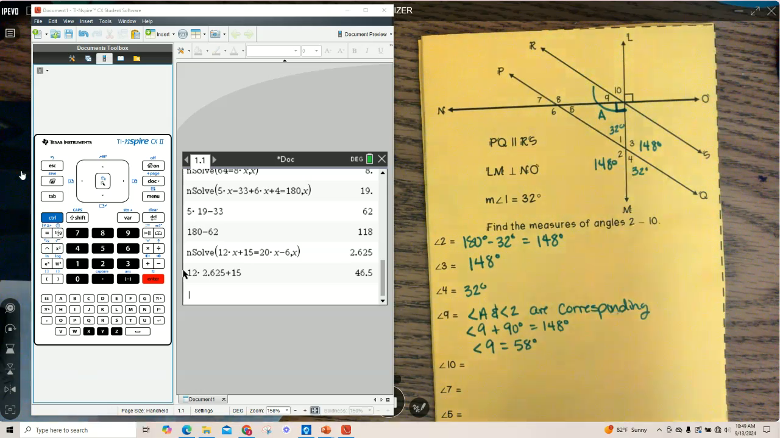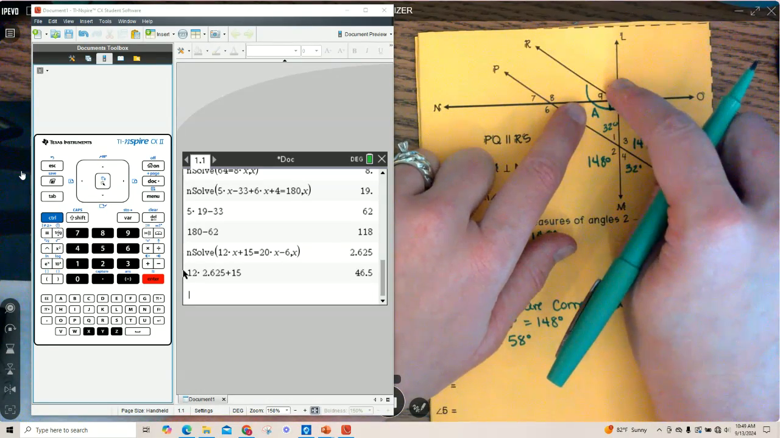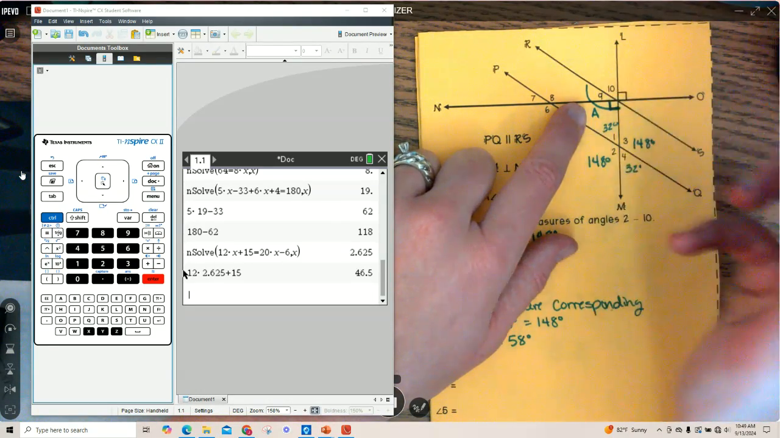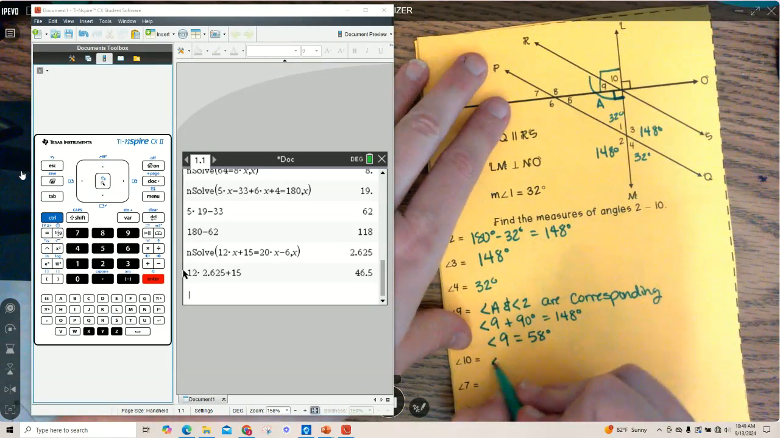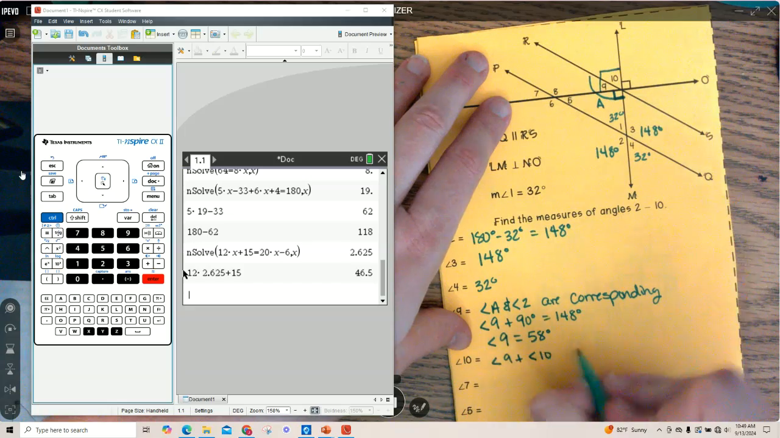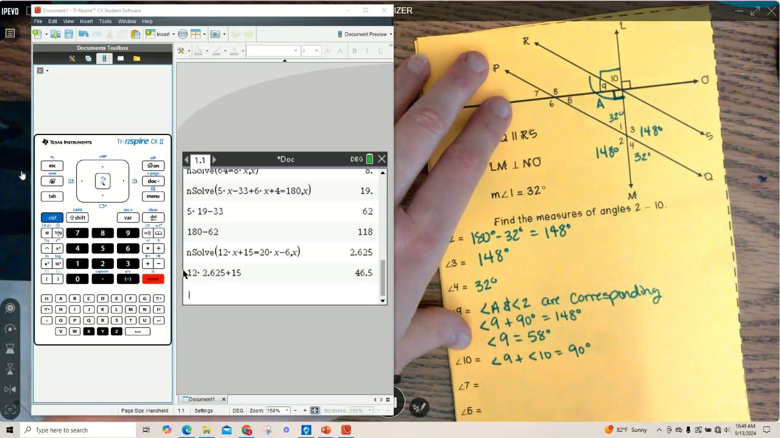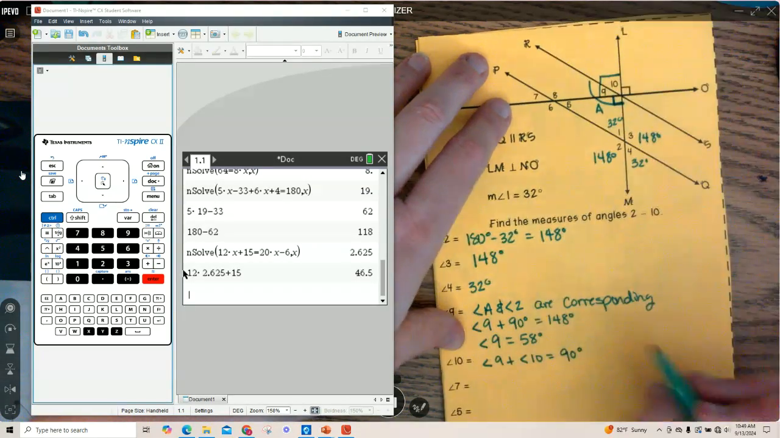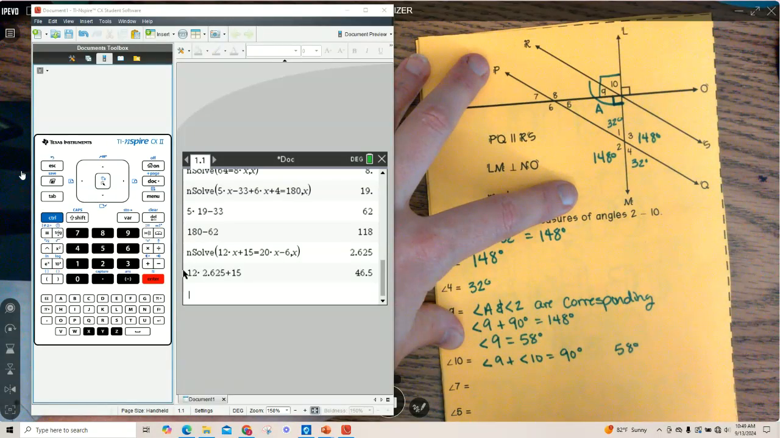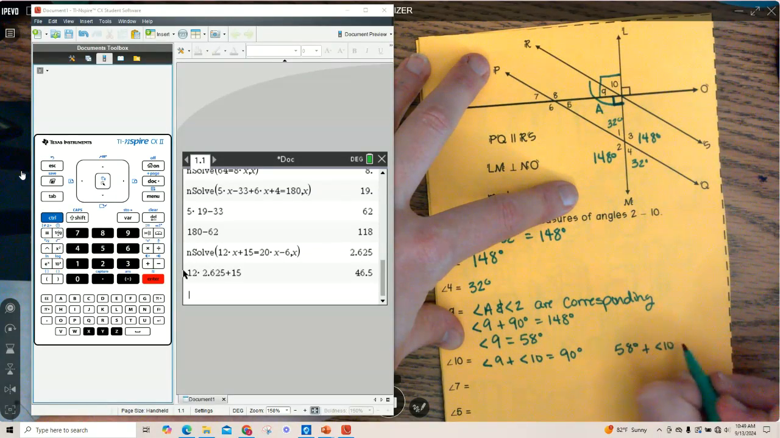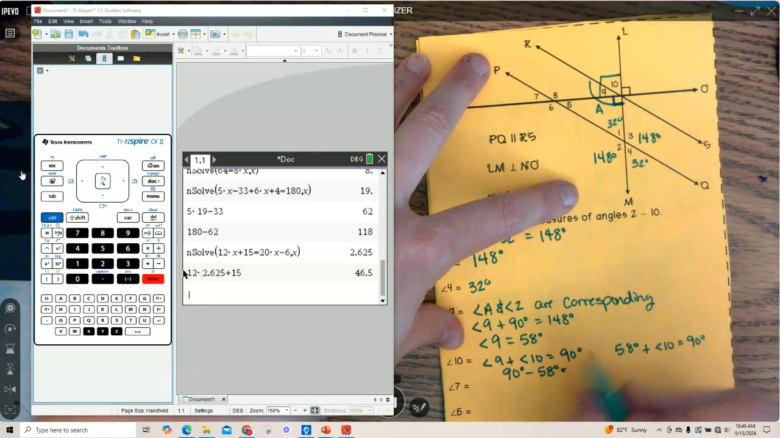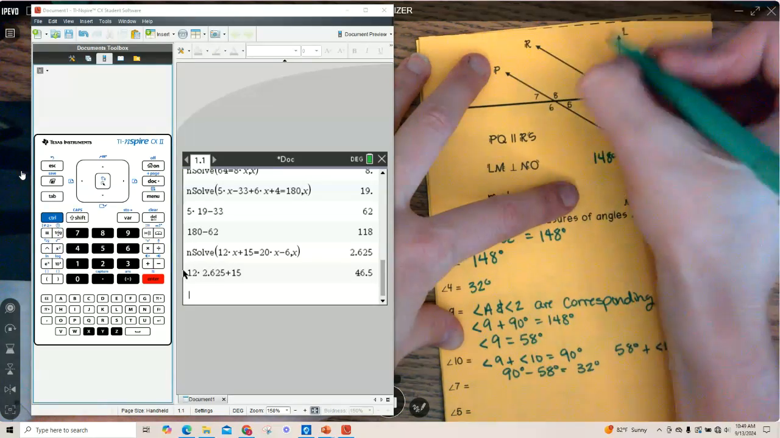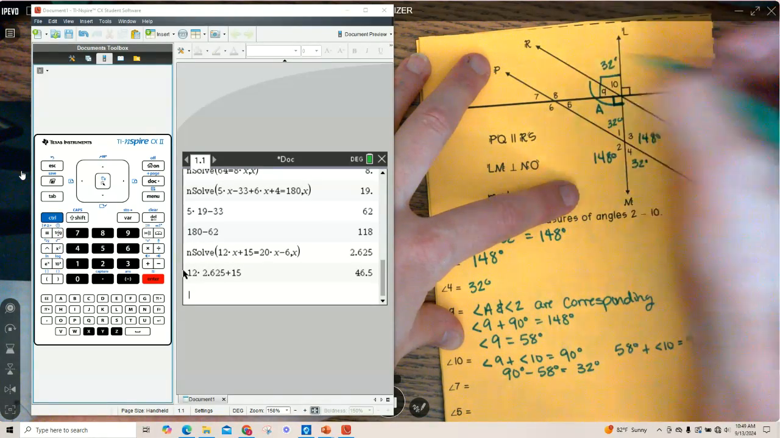Okay, now we're moving to 10. Well, 9 and 10 are what we call complementary angles. Angle 9 plus angle 10 would equal 90 degrees because those lines are perpendicular. Well, we know angle 9 is 58 degrees plus angle 10 equals 90 degrees, so we can just do 90 minus 58, and that gives us 32 degrees. So that one would be 32.